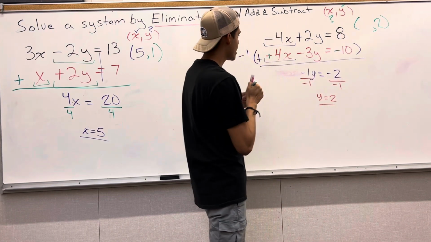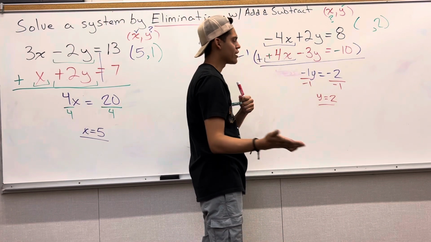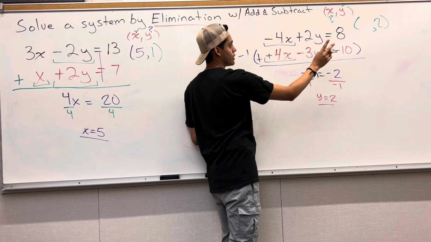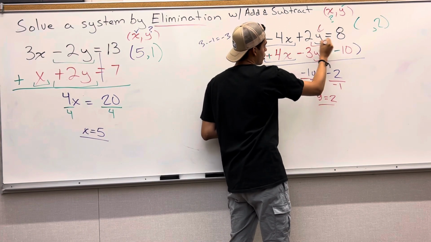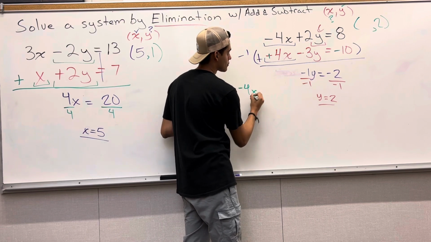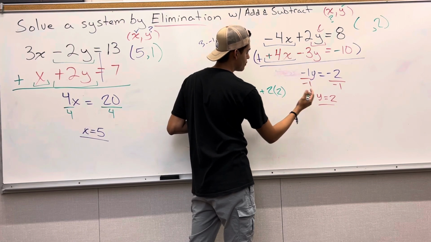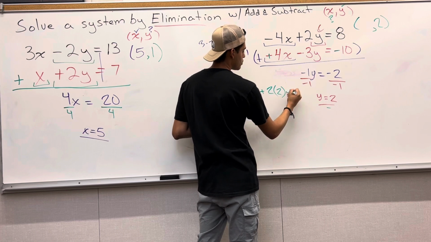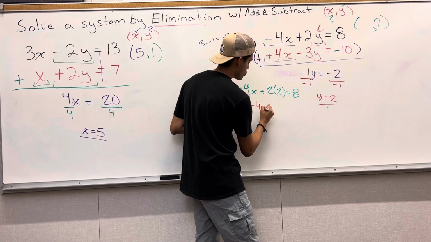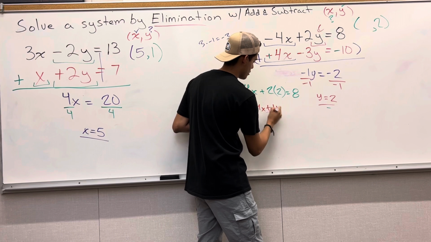Now this x, you can plug it into any of the equations that we have made. Let's just plug it into this top one. If it's easier for you guys to see, it hasn't been changed. We'll plug it into this y value right here. So we have negative 4x plus 2 times the 2 that we have up here, equals 8. Now we can simplify the problem. Negative 4x, 2 times 2 would give you 4. Equals 8.